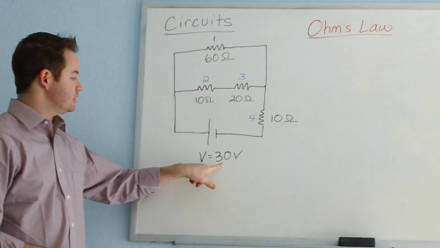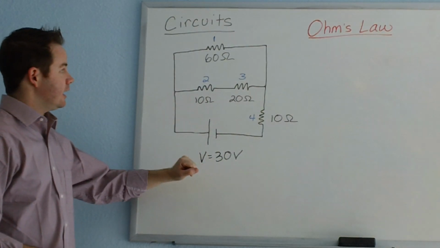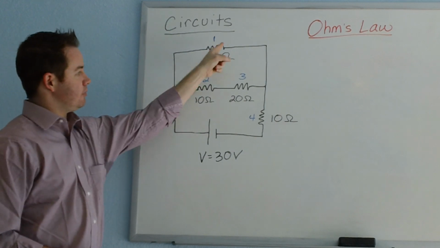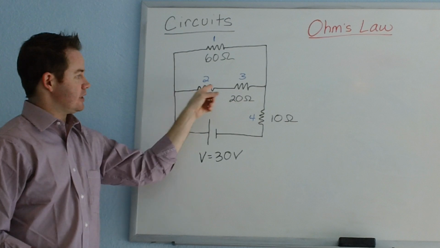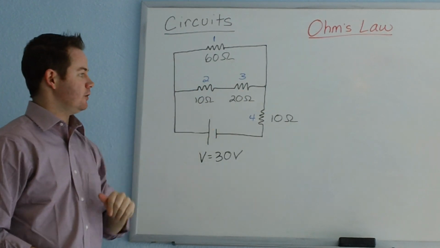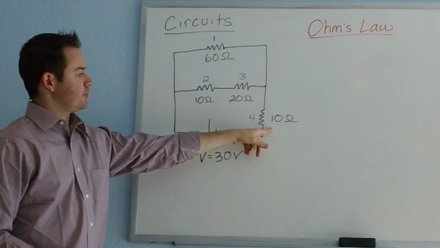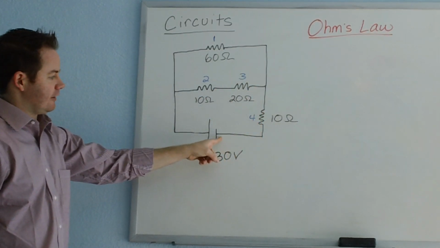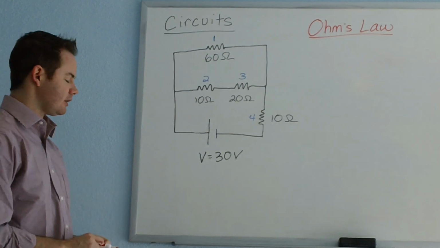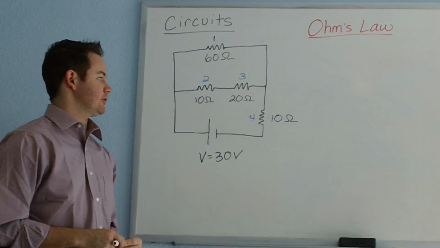Starting with an output voltage of 30 volts, and then we have one resistor in this top branch of our loop of 60 ohms, and we have two resistors in this branch of our loop of 10 and 20 ohms respectively, and then a fourth resistor after our current meets back up of 10 ohms before our current arrives back at its starting point here at the end of our circuit.